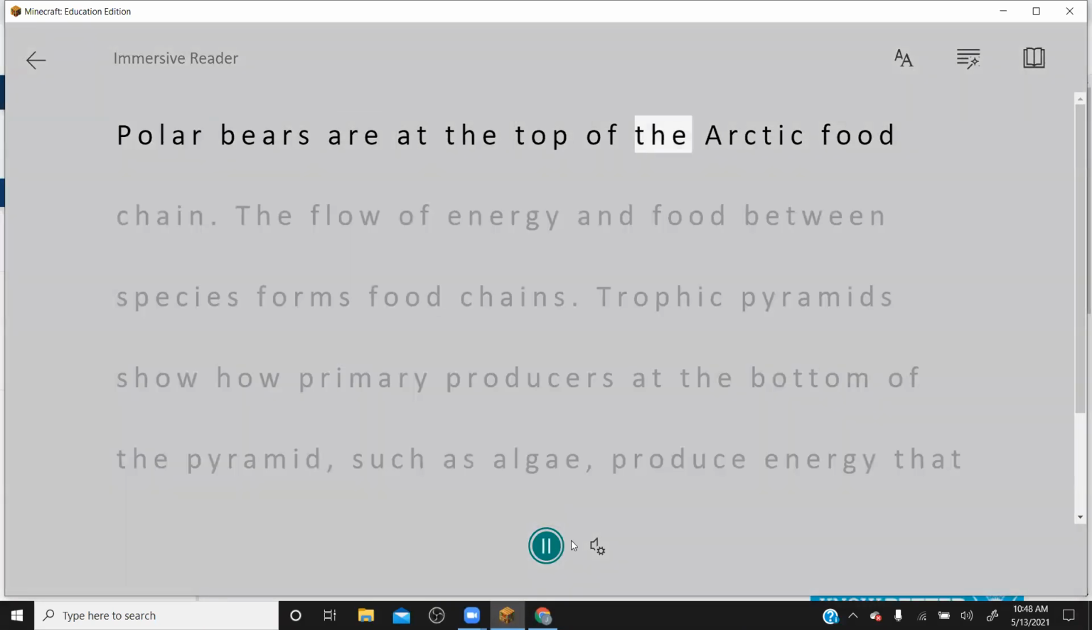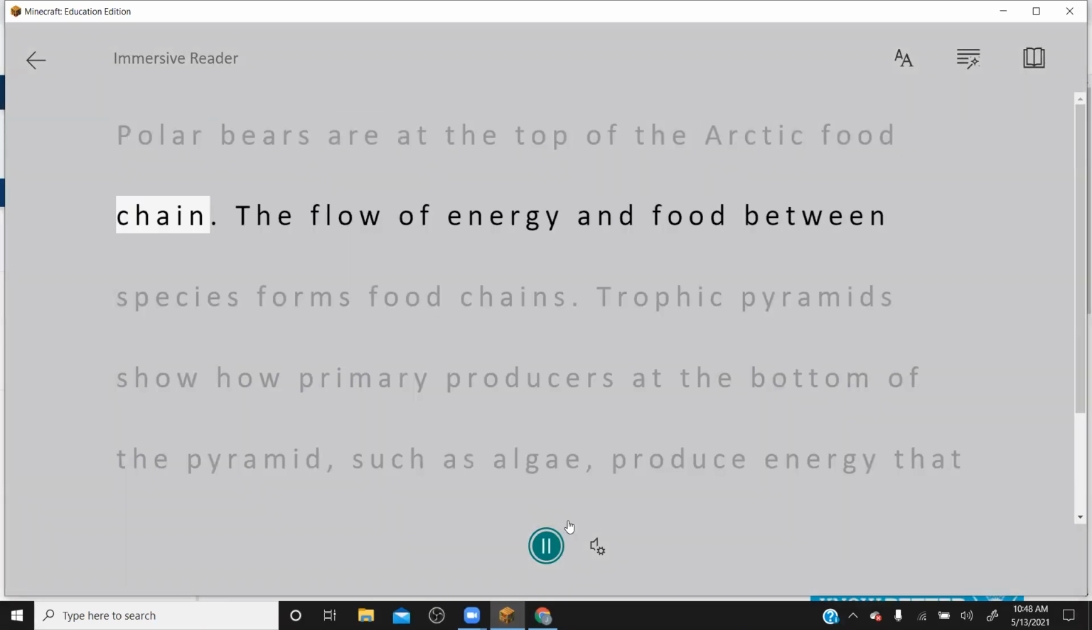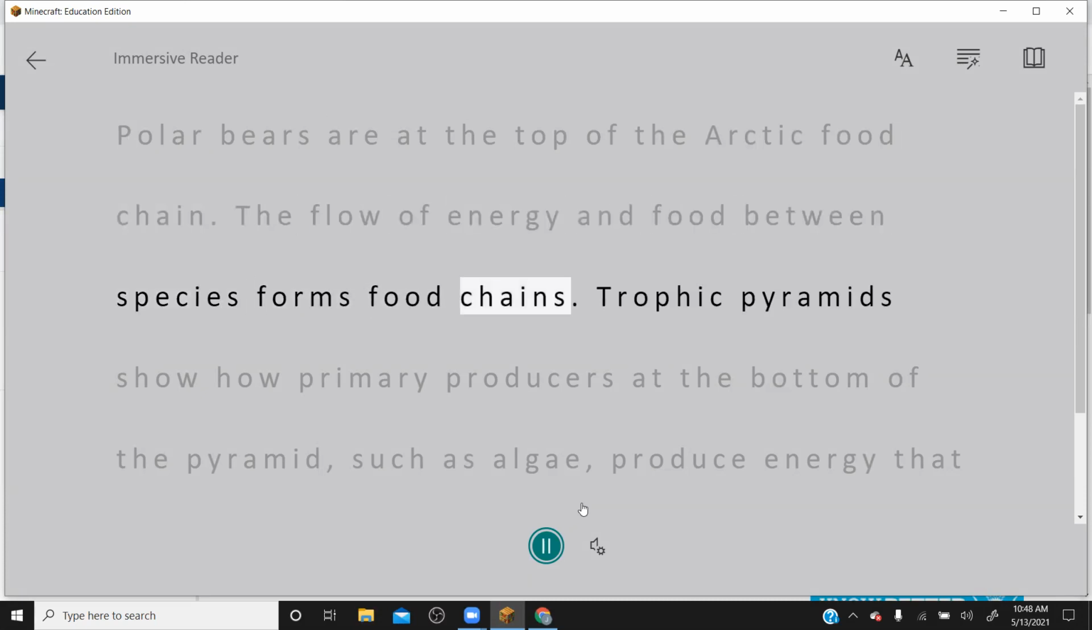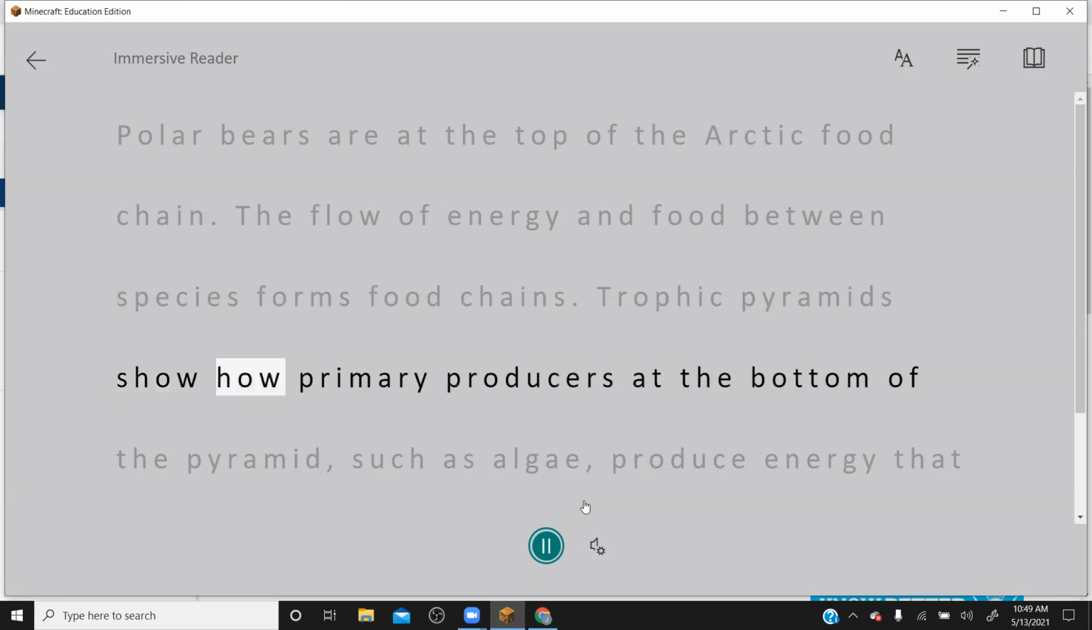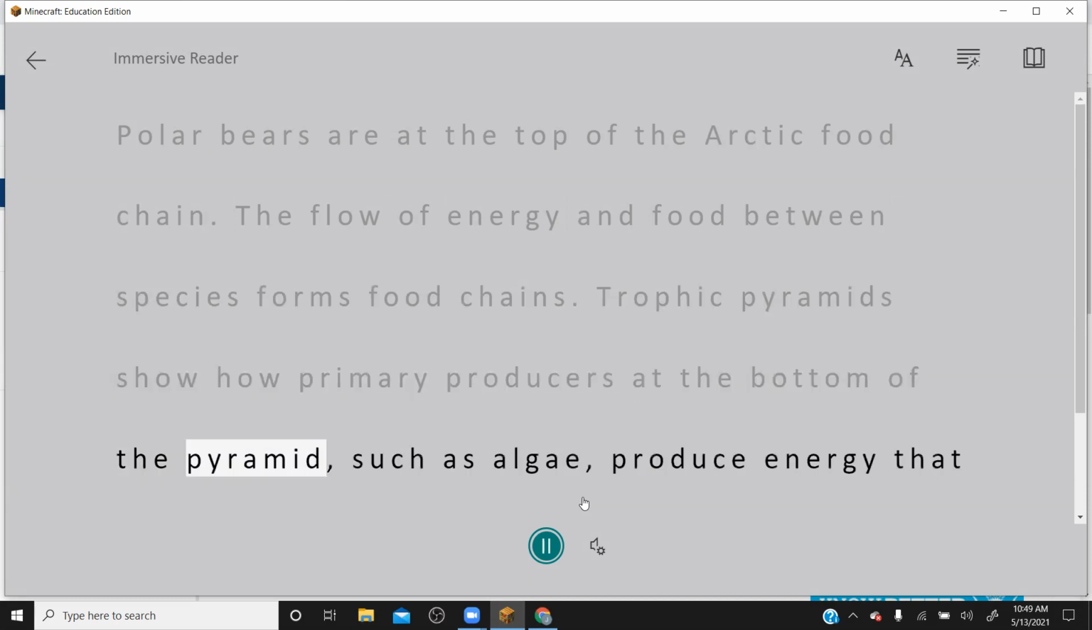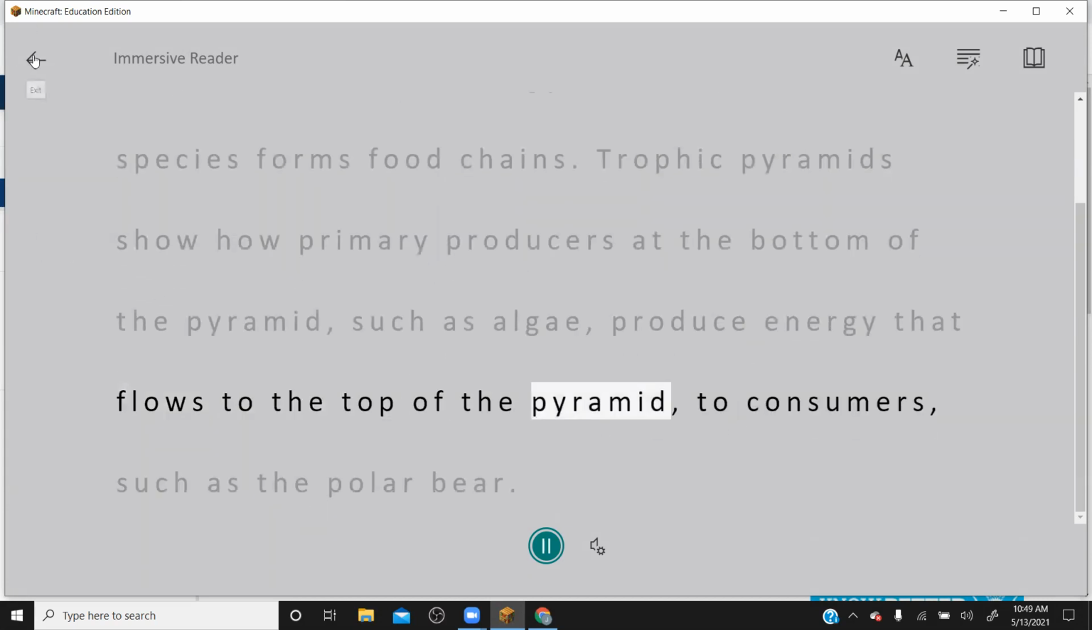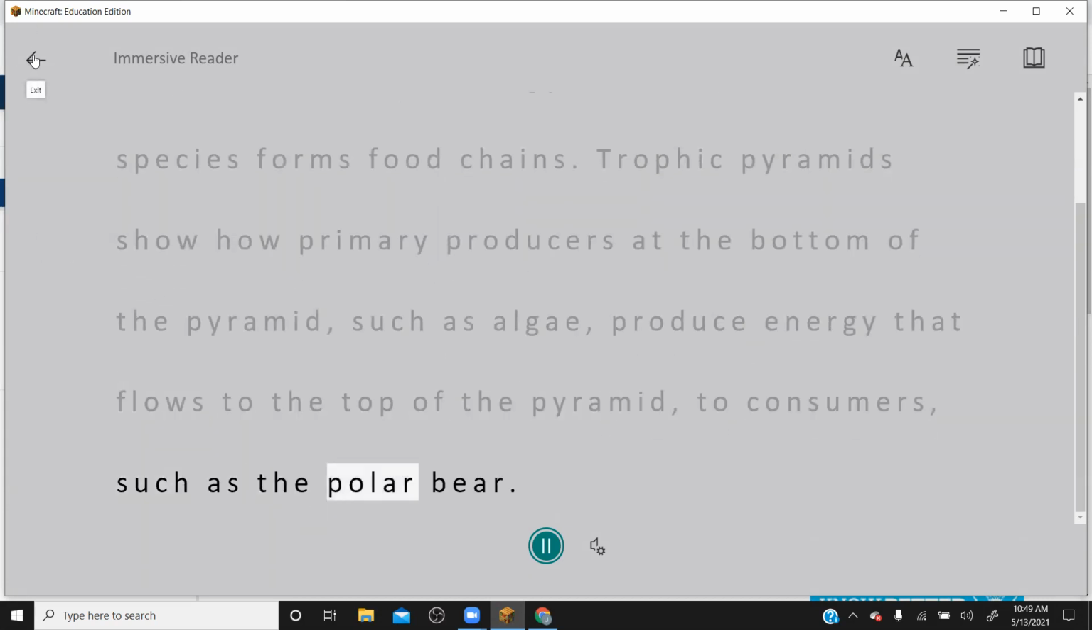Polar bears are at the top of the Arctic food chain. The flow of energy and food between species forms food chains. Trophic pyramids show how primary producers at the bottom of the pyramid, such as algae, produce energy that flows to the top of the pyramid, to consumers, such as the polar bear.